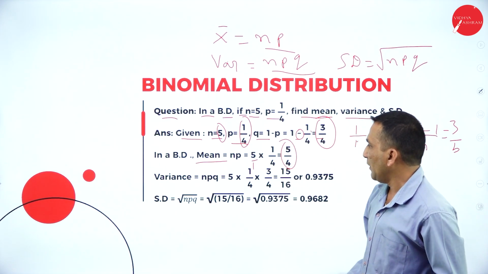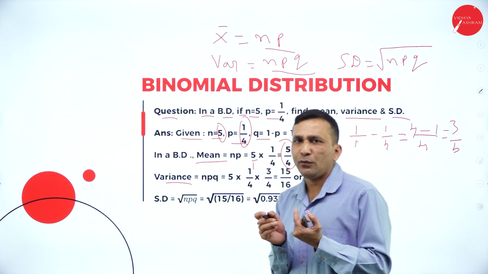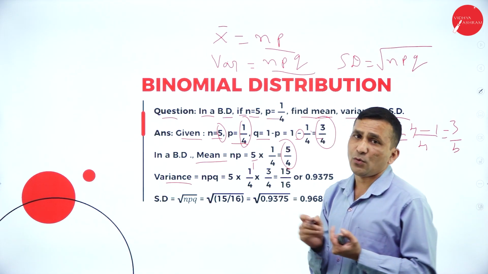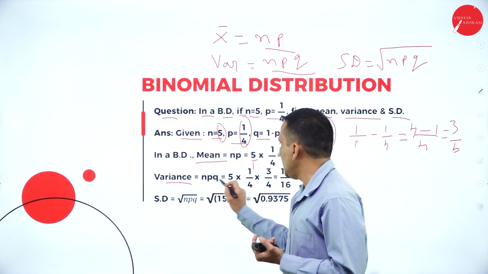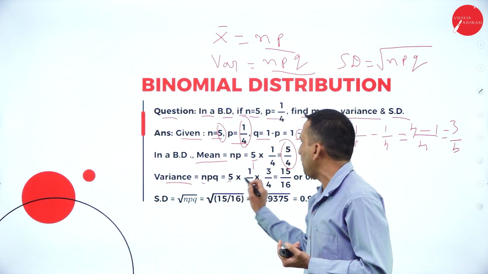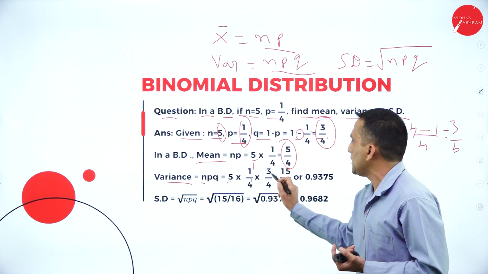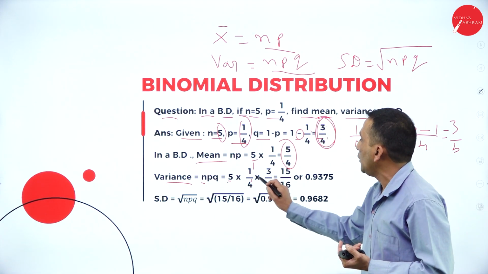5 by 4, we got the mean. Now variance, because according to variance here NPQ is required. Q we also calculated, we got 3 by 4. Now n is 5, p we are writing 1 by 4, q we are writing, just now we got the q value 3 by 5.